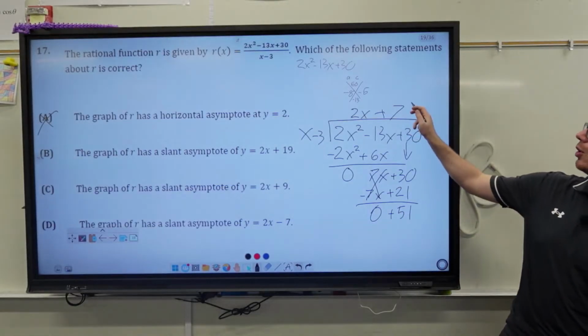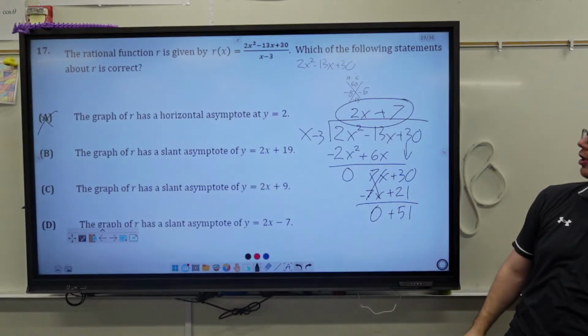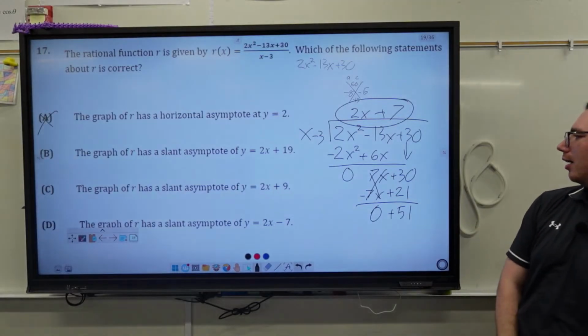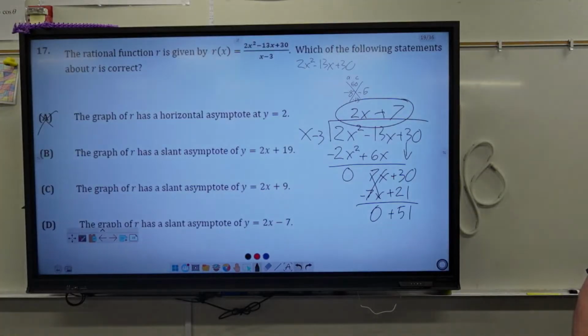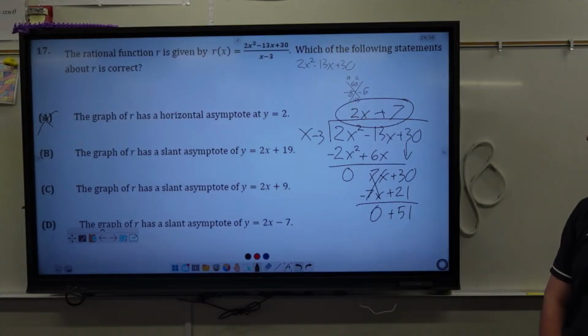So we know that this is the equation for our slant here. So we know that I did something wrong here, because you don't get a slant of that. Man, where did I mess up? 2x minus that is 6x. Plus that gives me 7x. We should get the answer of D.